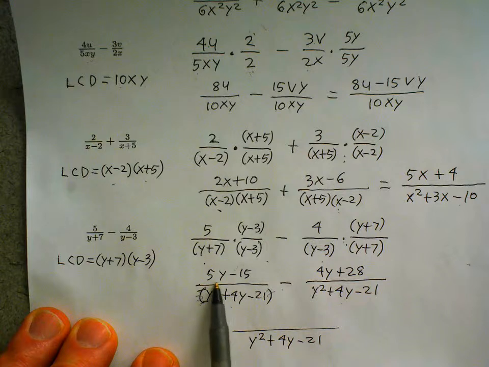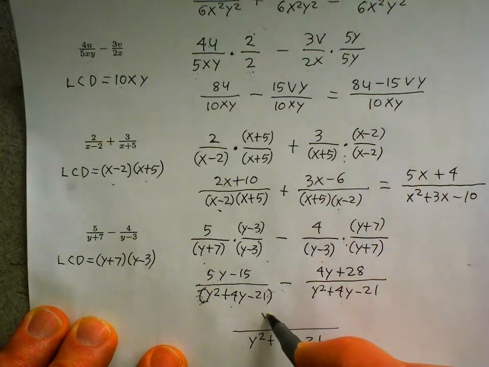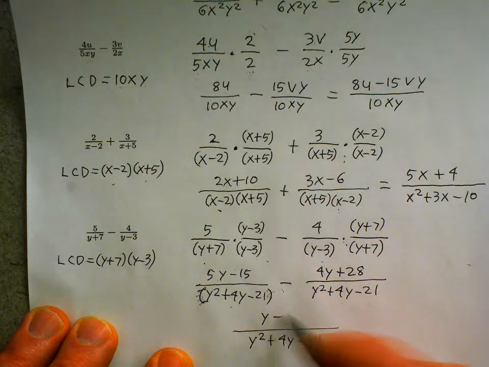Okay, so we're going to combine like terms. Notice that we have 5y minus 4y. 5y minus 4y is y. And then for the constants, or the terms without variables, we're thinking of this as negative 15 minus 28. So negative 15 minus 28 is negative 43, so we write minus 43.